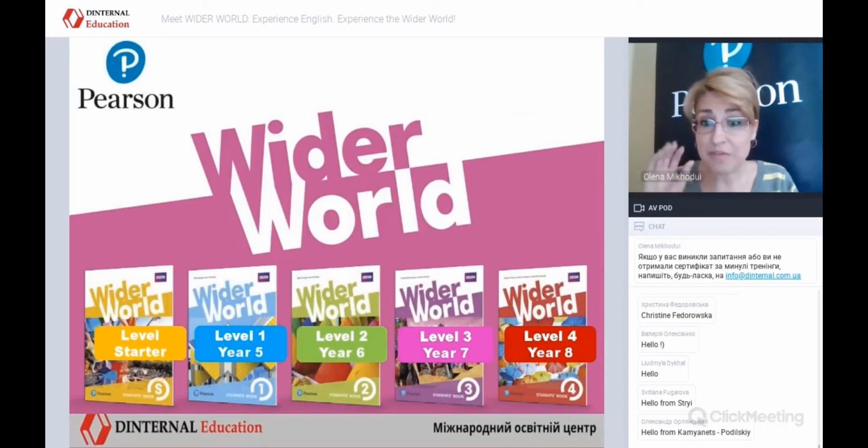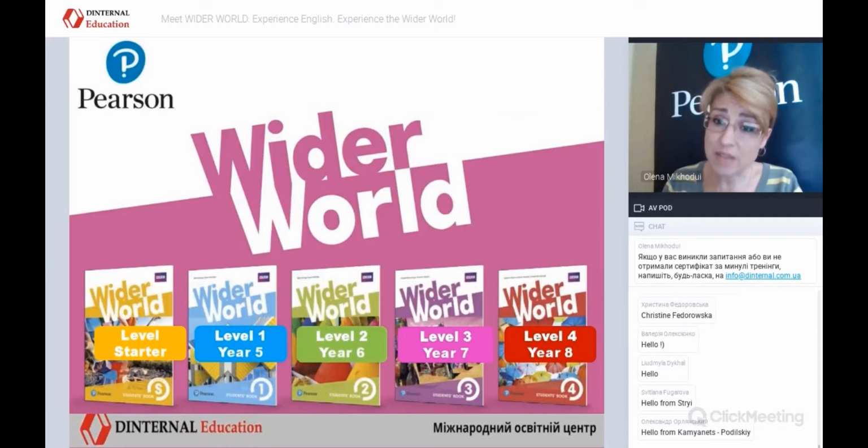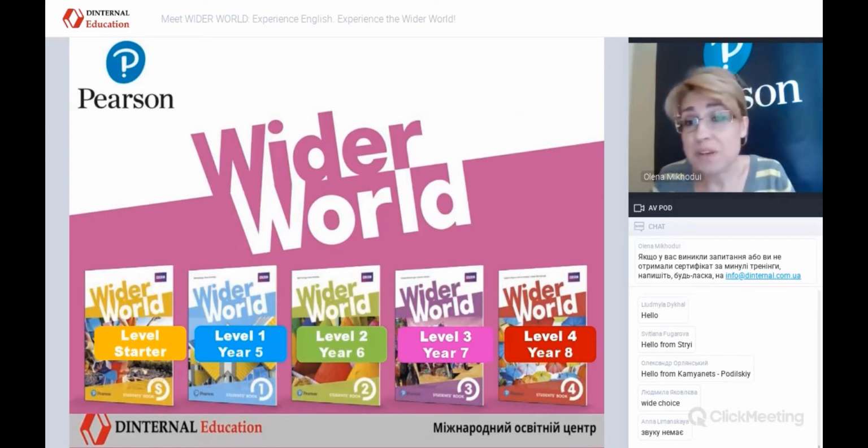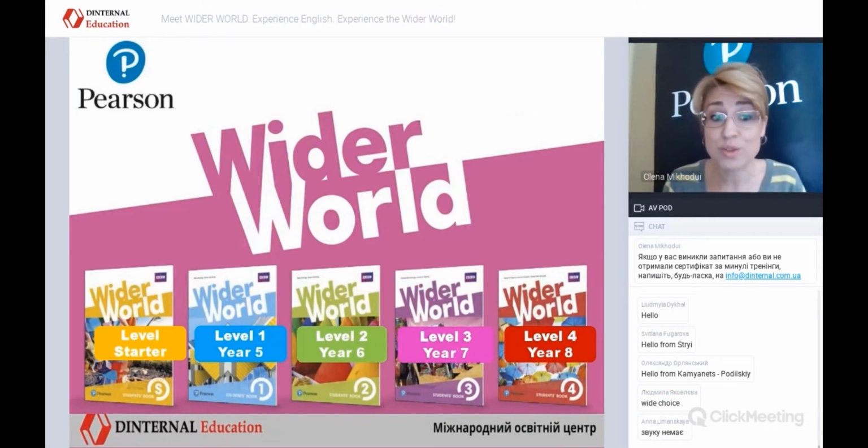So Wider World is a 5-level course. The most popular levels, in Ukraine, globally, are levels 1, 2, 3, and 4. If you teach at state schools, it corresponds to the lower secondary sector, years 5, 6, 7, and 8 at school, like specialized schools, which take one level per academic year. However, there is also a starter level available. So if, for example, you have a group of students who start learning English in year 4 or 5, as a second language, you can also have a look at the starter level of Wider World.